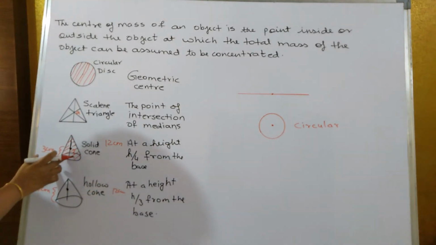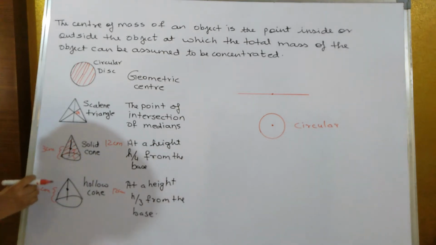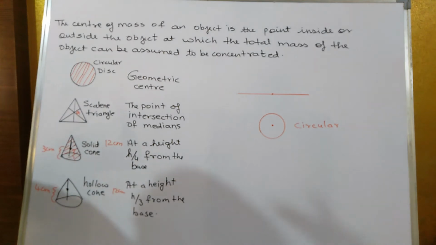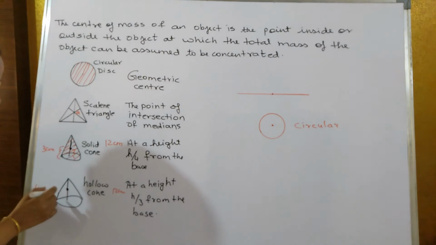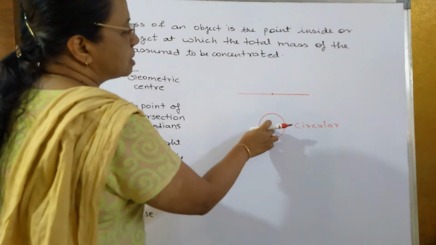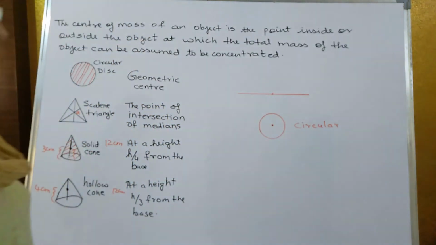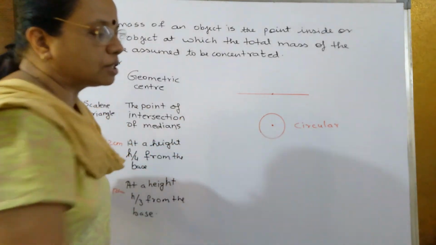Now this is a solid cone, that means it is fully filled with matter. So the center is inside the mass of the object. But in case of a hollow cone, like the cone which you place on your head at a birthday party, that is hollow. In that case, the center is outside the mass of the object. So whenever it is hollow, the center is outside, and whenever it is solid, it is inside the object. So that is the meaning of this.